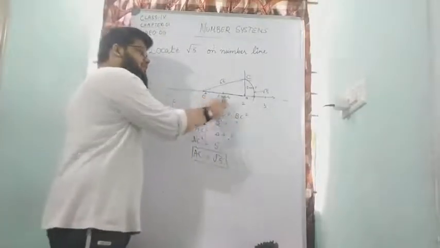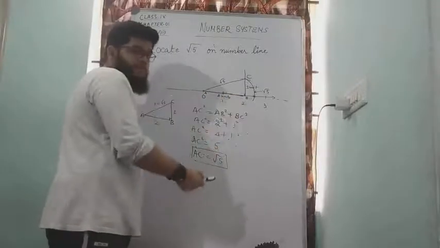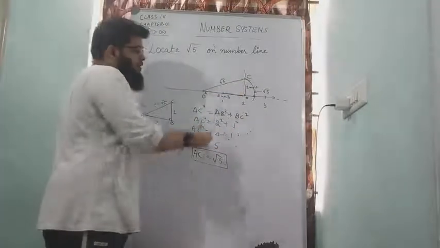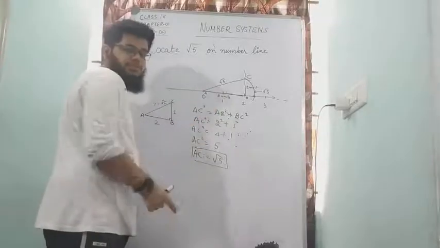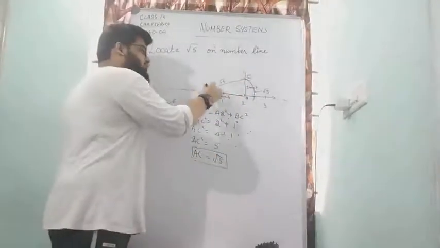So I will take 2 units, that is from 0 to 2, name them A and B, then draw a straight line at B. Take 1 unit measurement, that is from 0 to 1, keep the compass on B and cut an arc on that straight line, then join A and C.